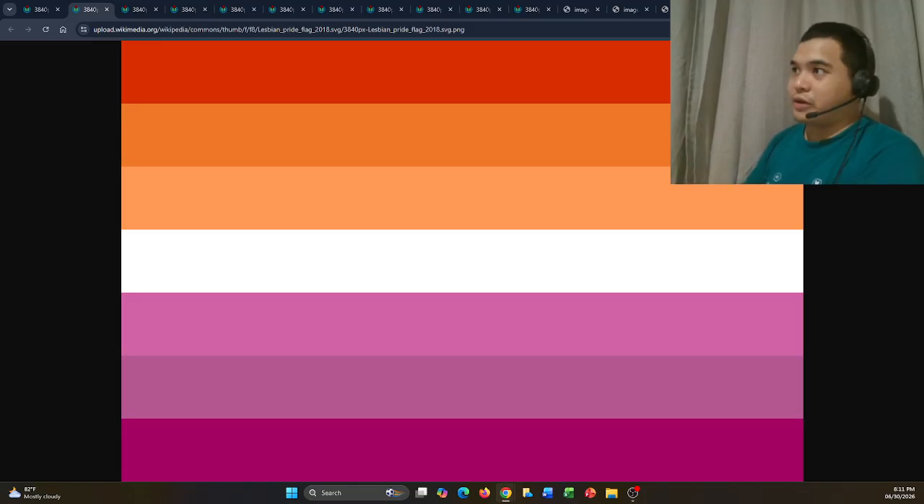There's also another variant of the lesbian flag, but I would say the seven-striped lesbian flag is the most common one you'll find when lesbians are representing themselves. As I said, a lesbian is a homosexual woman who falls in love with or is attracted to another woman.